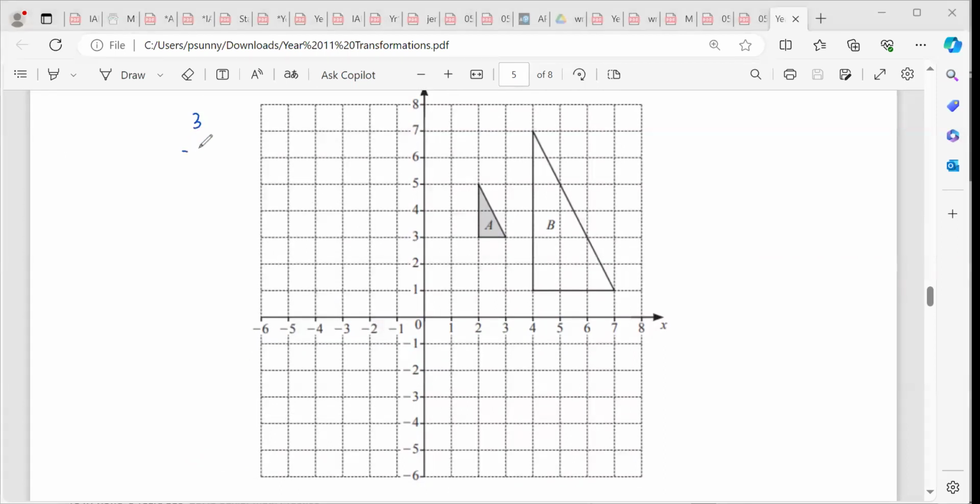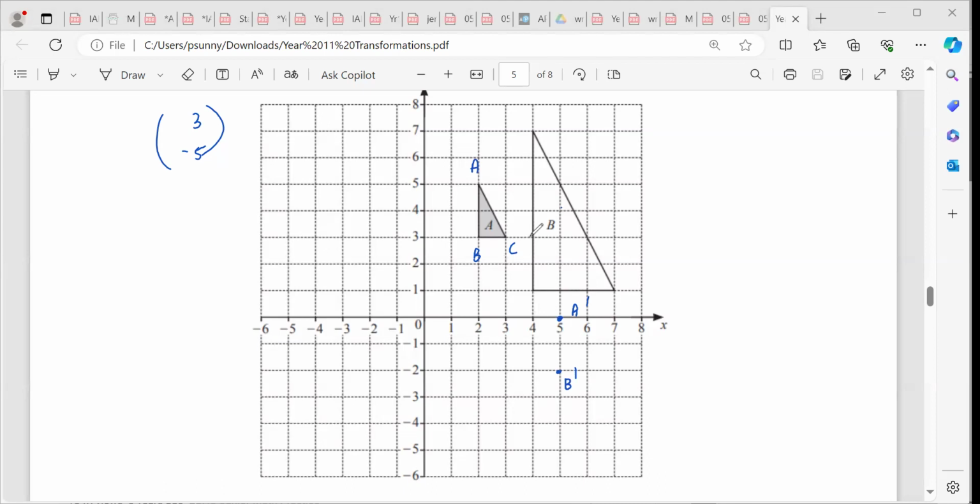Translation by a vector 3, minus 5. So A, B, C, all these 3 points move 3 towards right and 5 down. 1, 2, 3, 1, 2, 3, 4, 5. So this will be A dash. Now B, 3 towards right, 1, 2, 3, and 5 down, 1, 2, 3, 4, 5. This will be my B dash.